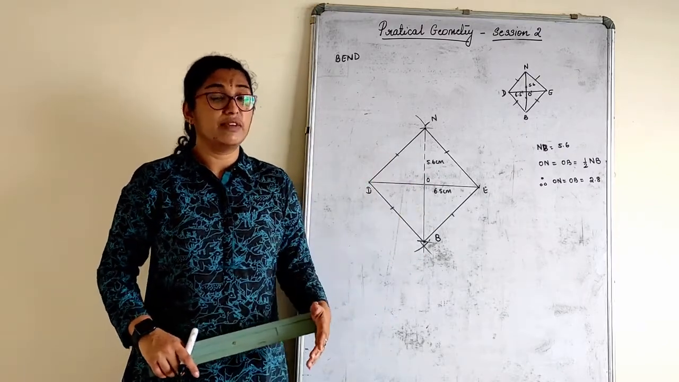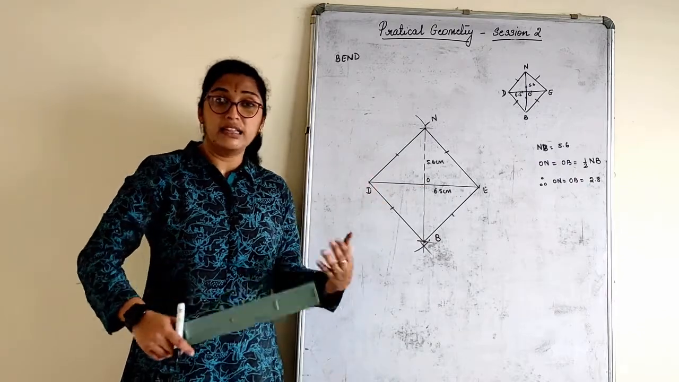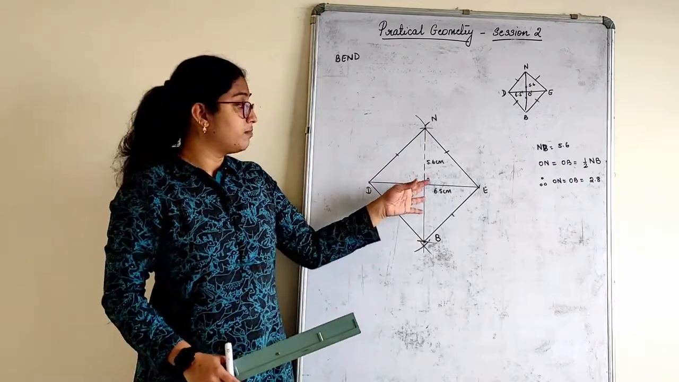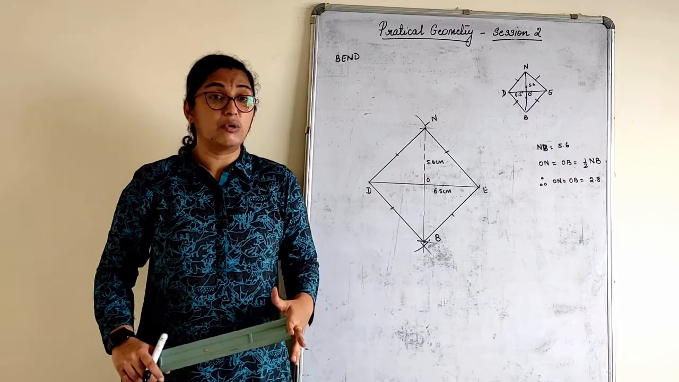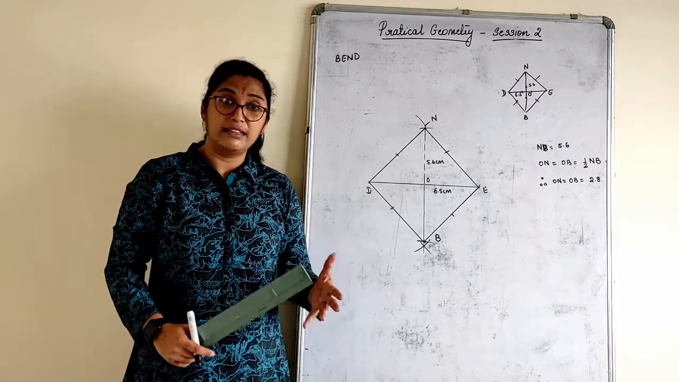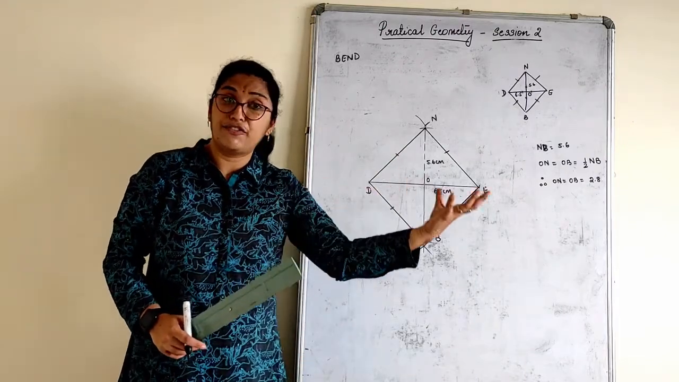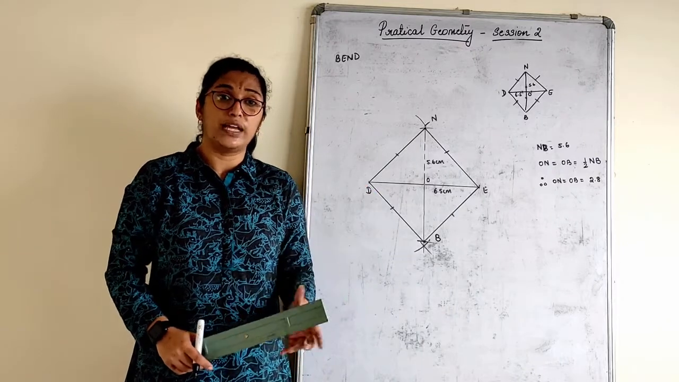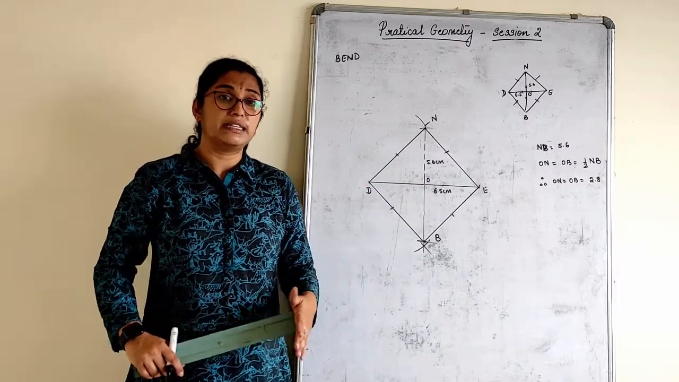Again in the next session we will see how to construct when the angles are given, or in the rhombus if one diagonal and a side is given, how to construct different types of quadrilaterals like rectangle and square. We'll see that in the next session.